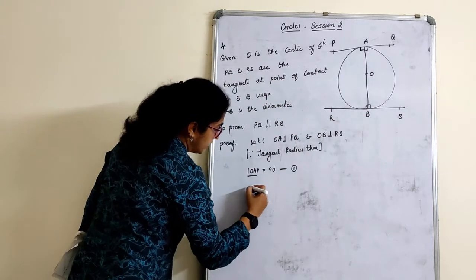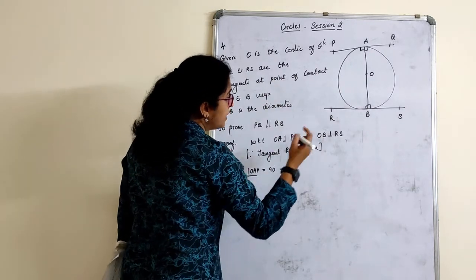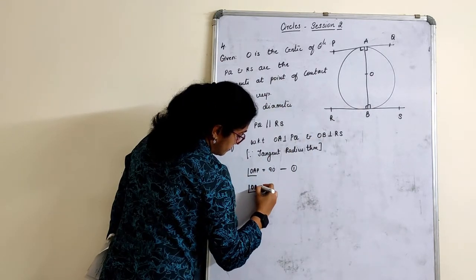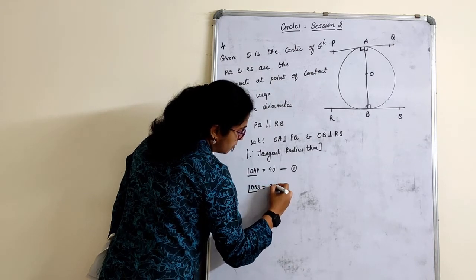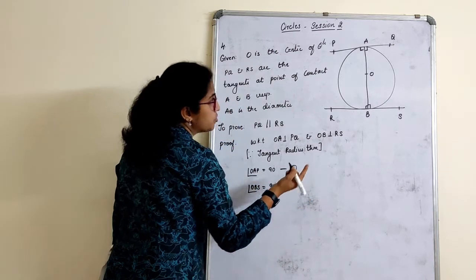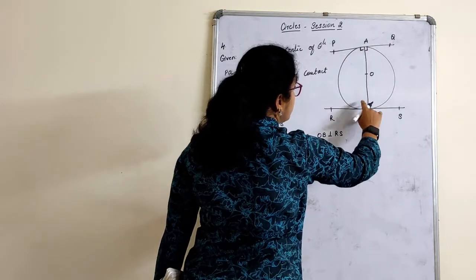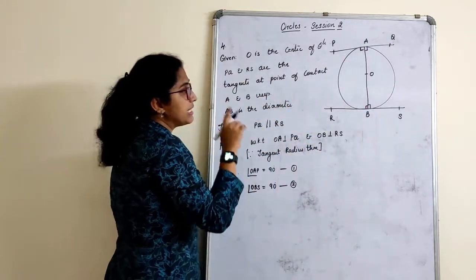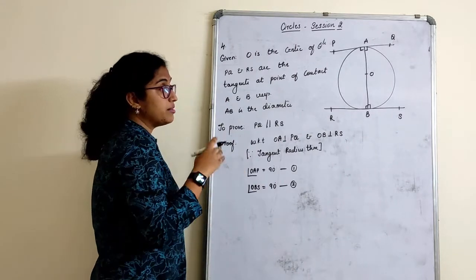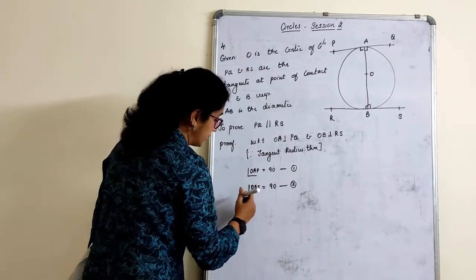I will also tell that angle OBS is also equal to 90, equation 2. Just two angles I have chosen. See, this is equal to 90, this also is equal to 90. Just a pair of angles I have chosen, but which are nothing but alternate angles.